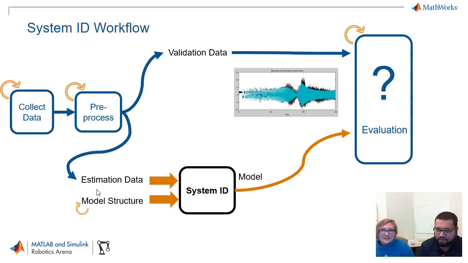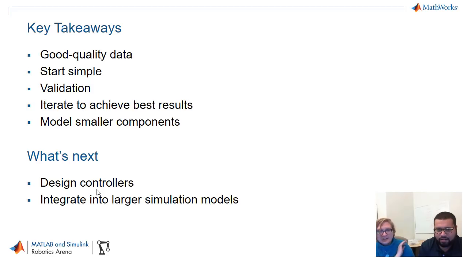So that's basically the process. Important things to remember when doing system identification: as we underlined already, you really want to make sure your data is of good quality. Your model can only be as good as your data. When choosing model structures, you want to start simple, and then you can increase the complexity later if needed, but you don't want unnecessary complexity.